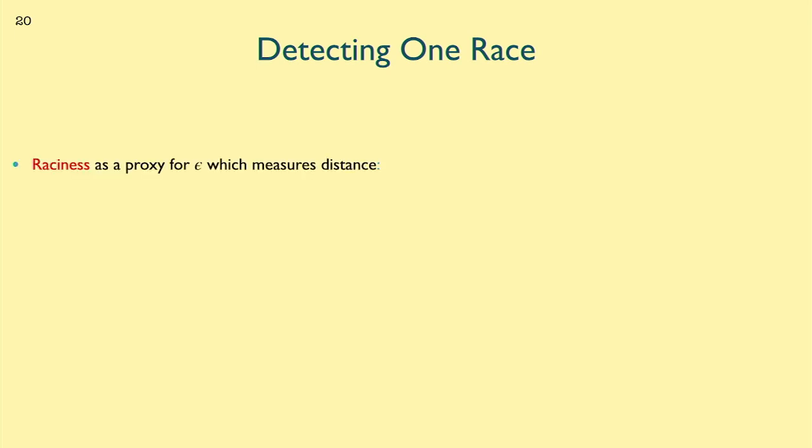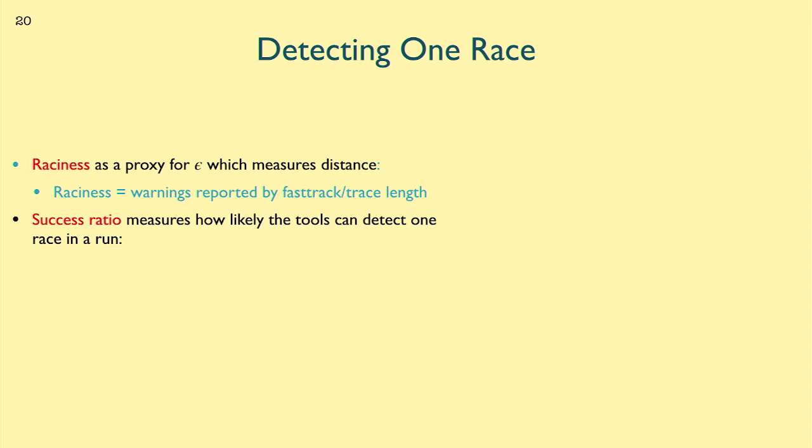Okay, and we use the notion of riskiness as a proxy for epsilon, which measures the distance. Okay, and we define riskiness to be the number of warnings reported by Fast Track over trace length. And the metric we use to measure how successful RPT behaves is called success ratio.